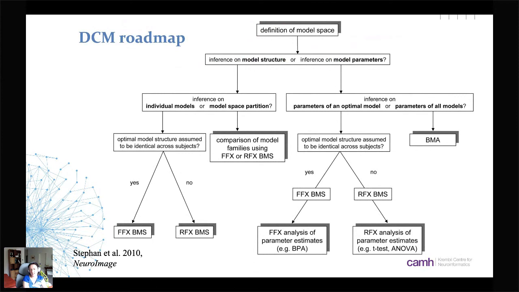Okay, so I see that most people got the answer right. Lower right is the correct answer.